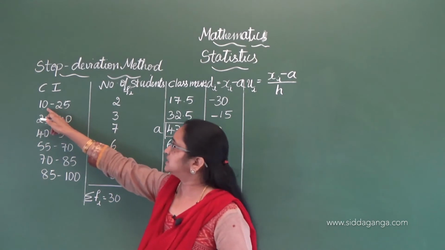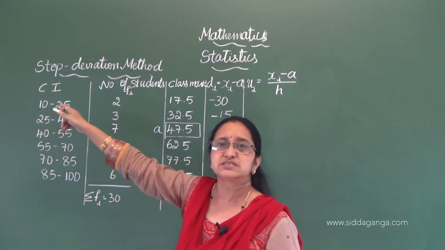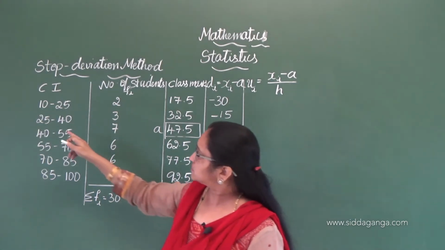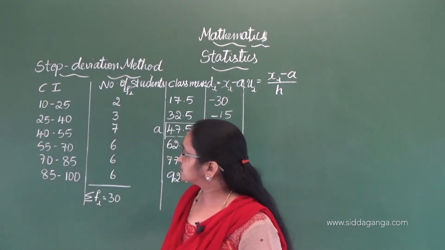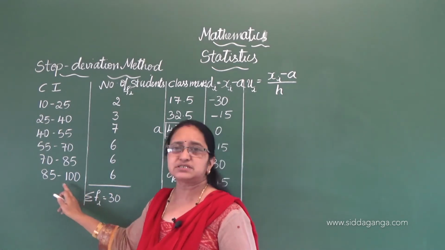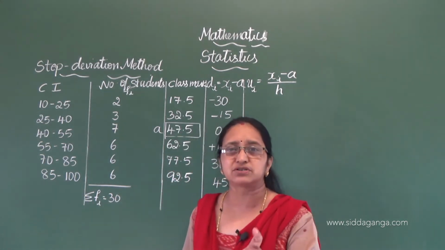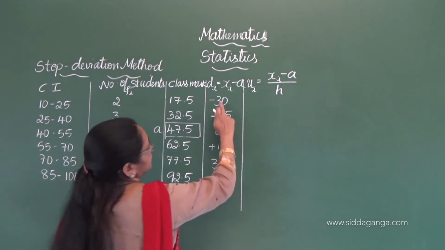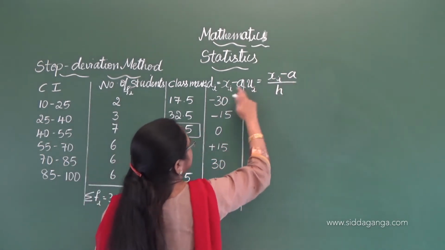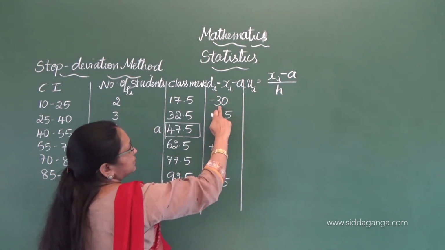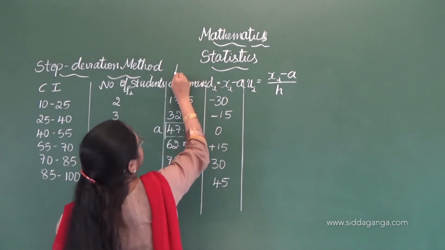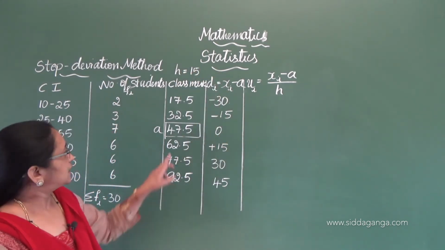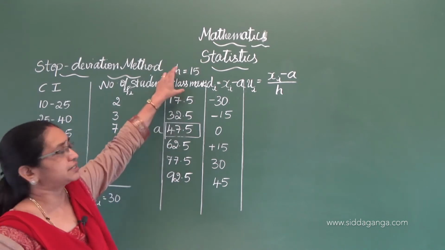See, 25 minus 10. What is it? 25 minus 10 is 15, correct? So 15. So here also 15. So it's a common width of the class interval, 100 minus 85. So xi minus a means what? That is di. So di divided by h. So here h is equal to 15, and this is a. Okay, we can mention that here.